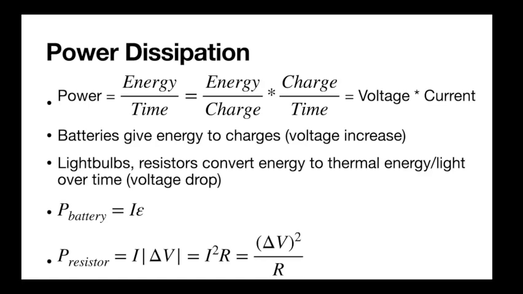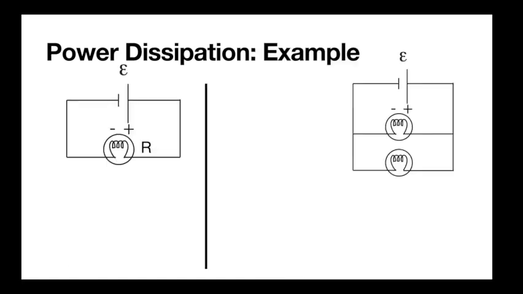So that's power added to the circuit from the battery, power dissipated from the resistor. So let's go through a quick example of power dissipation with a circuit with either one or two light bulbs in it. So first, let's look at one light bulb, just a battery and a light bulb.